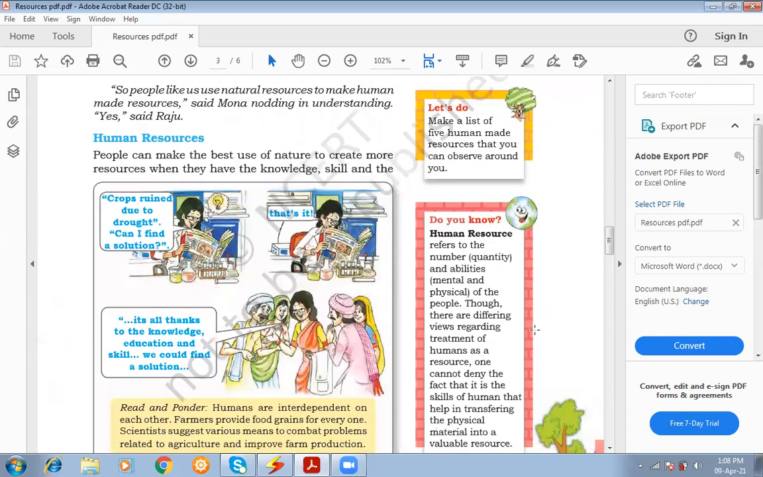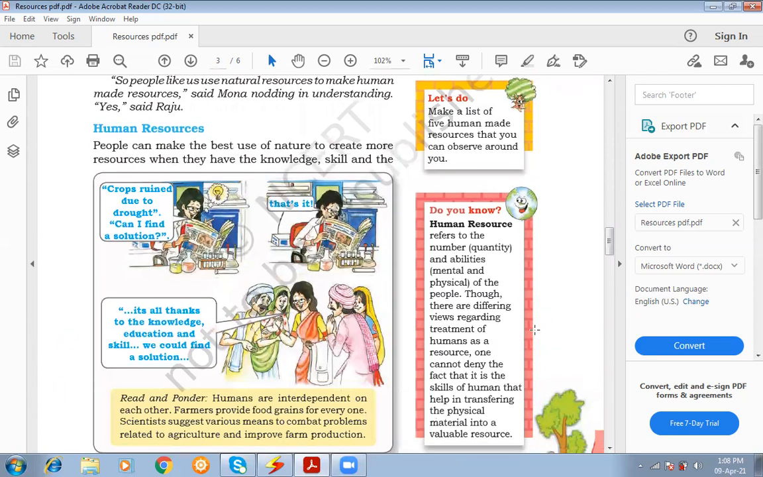So you can look here in this box. There's a small conversation. Crops ruined due to drought. Can I find a solution? So this girl may be a scientist. Okay, so she is thinking of improving the conditions of the farmers. That's it. She says it's all thanks to the knowledge, education, and skill we could find a solution. So she is educated, she is skillful, she is talented, and she thought of some solution and she helped the farmers. So like this, she acted as a resource.